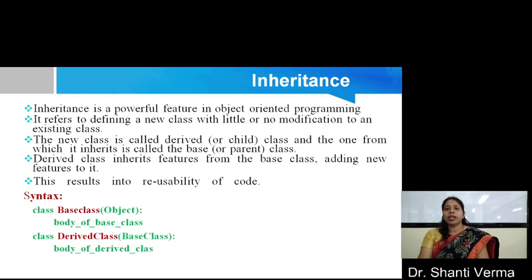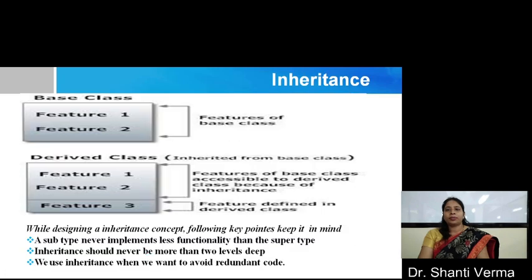The syntax for inheritance is that you have to use a class, then the base class name or the parent class name, then the body of the base class. Now the second is a derived class or child class, and you have to pass the base class name as a parameter in the derived class name. By writing this, we can derive from the base class, and now you can write the body of the derived class.